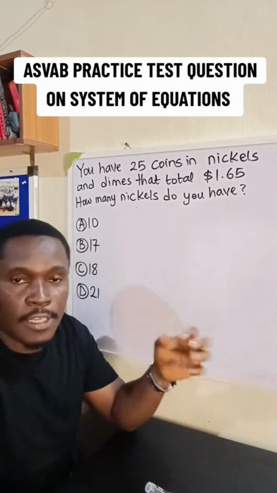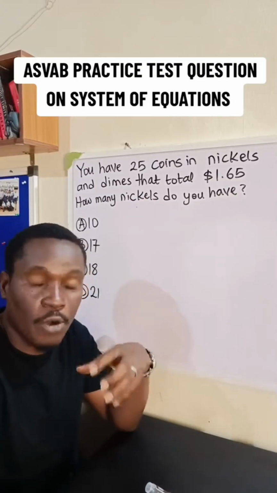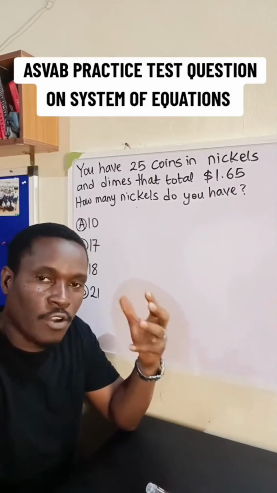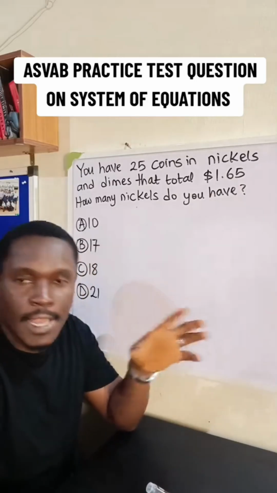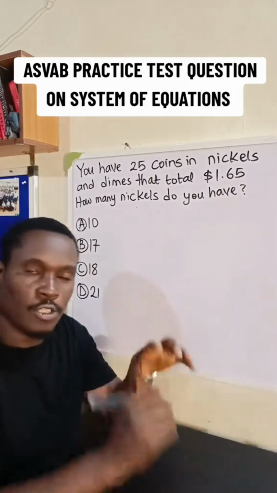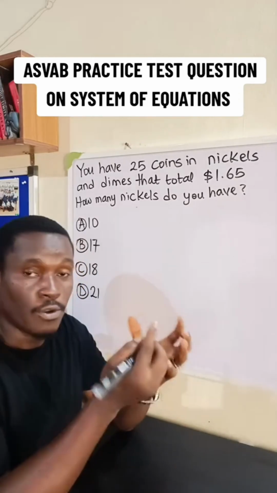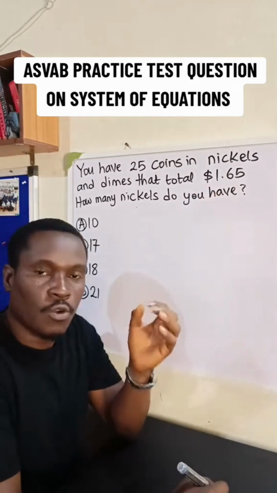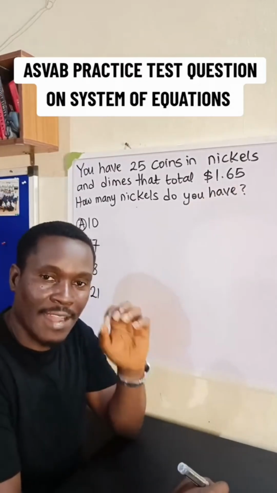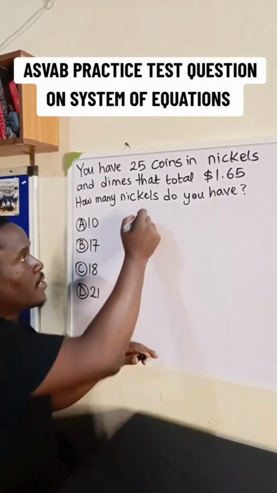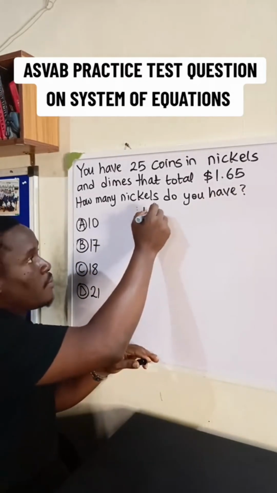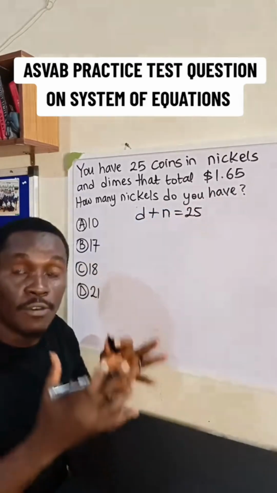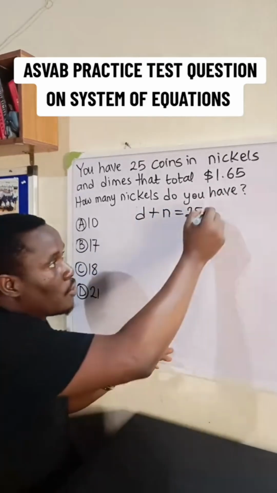So we are told that you have 25 coins in your pocket or in your bag, right? So you have 25 coins. But these 25 coins are made up of nickels and dimes, right? But the total value of what you have is $1.65. So in terms of the number of coins that you have in your pocket, we can simply say the number of dimes plus the number of nickels is equal to 25. So in terms of the coins, let's call this equation 1.